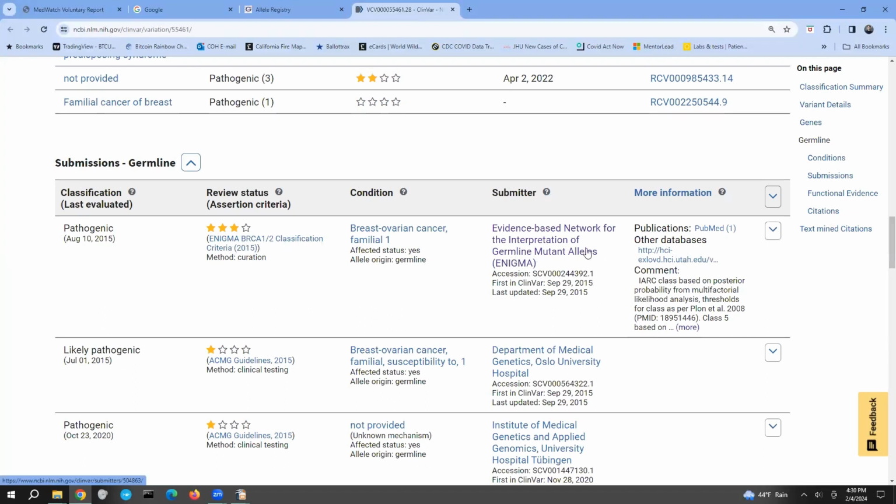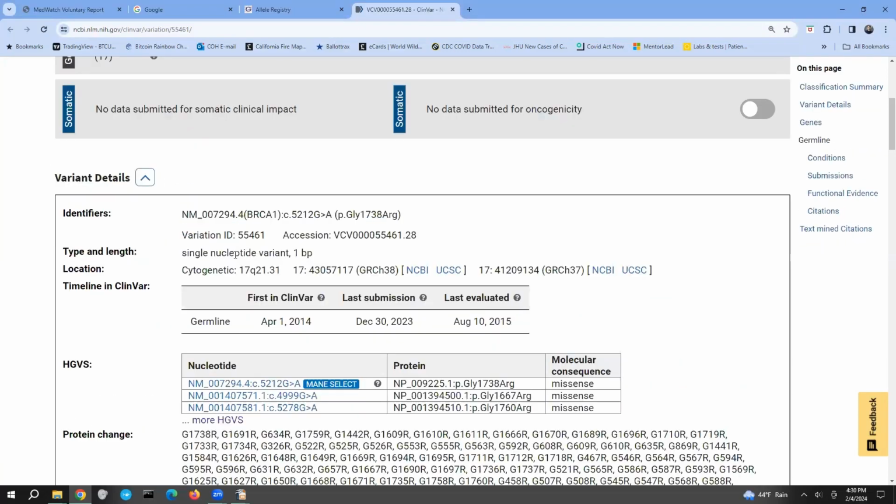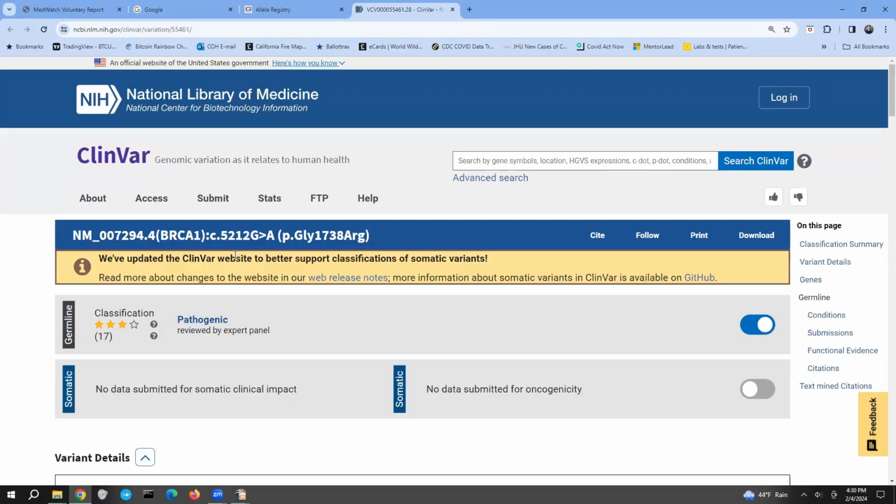So Enigma is still providing a certain level of confidence in a classification that this variant is pathogenic, just that Enigma has not, as far as I understand, gone through that same process through ClinGen for this variant.